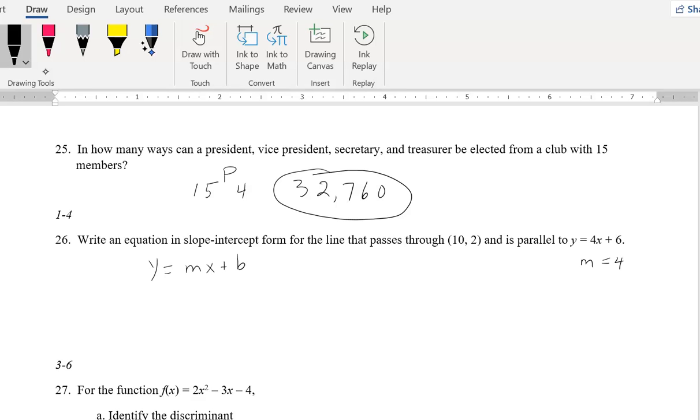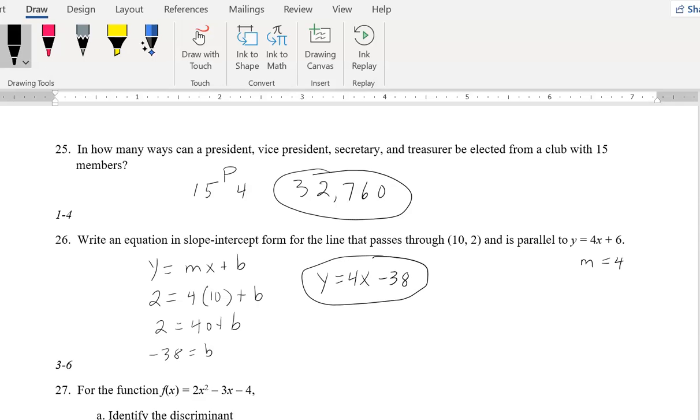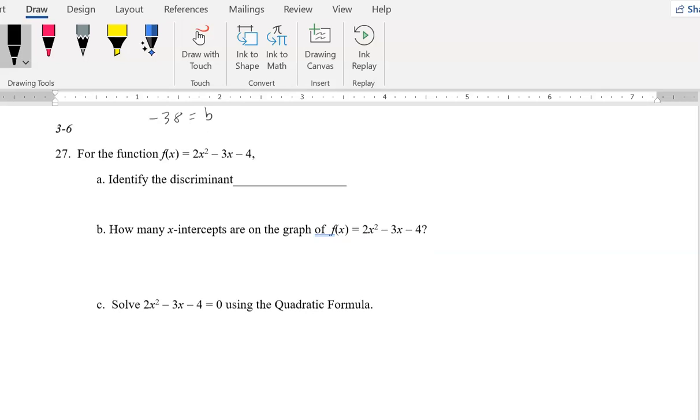So y is 2. The slope we're going to use is 4. x is 10. And we'll use this to solve for b. So b is going to be negative 38. And so my equation is y equals 4x minus 38. That's the answer for 26.